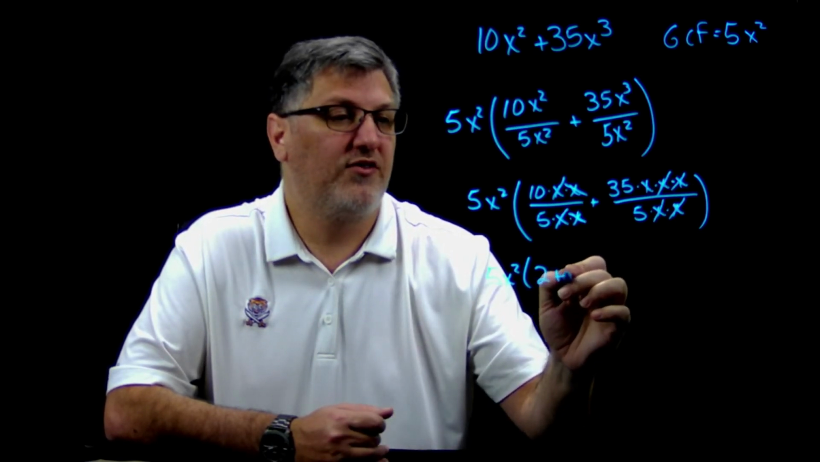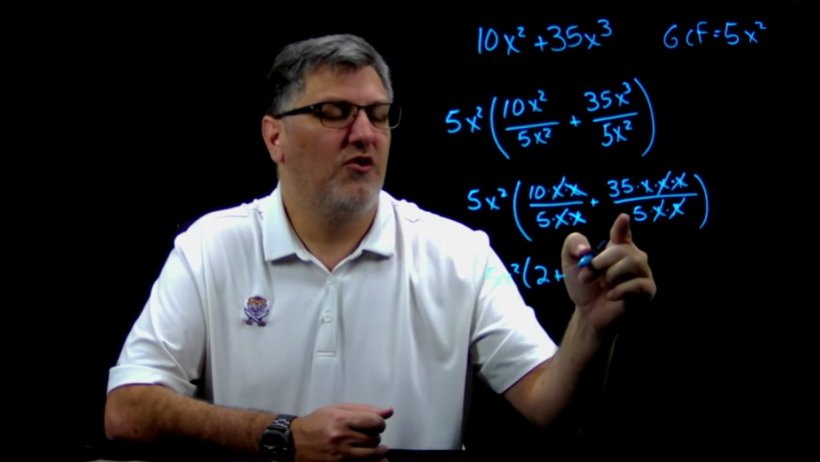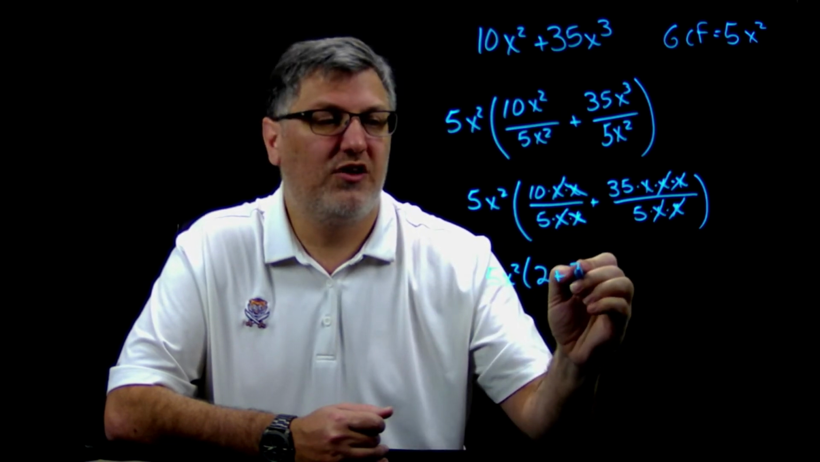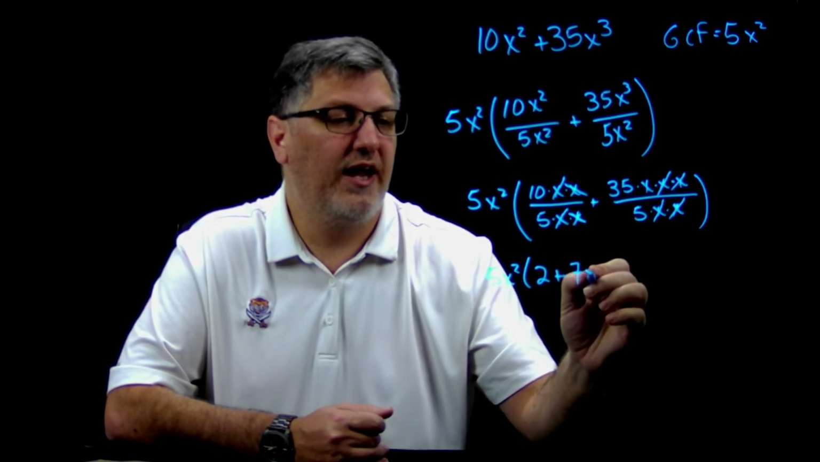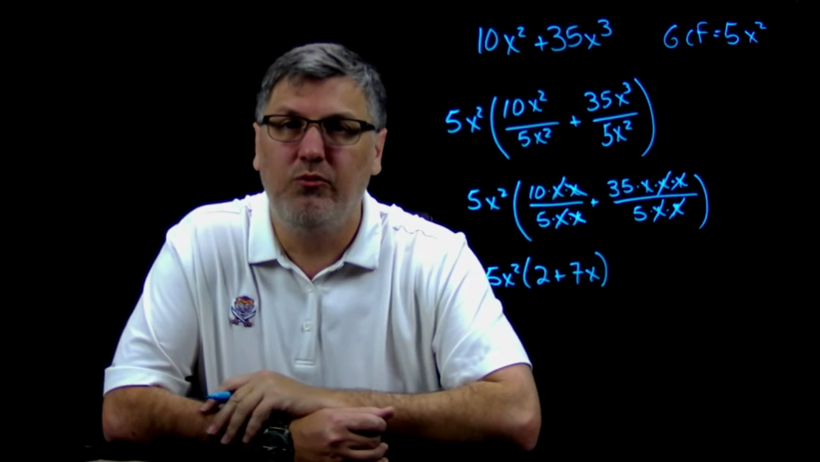So I have my plus sign from here, plus. What is 35 divided by 5? Well, that's just 7, and I have an x left. And we are done. We have factored the greatest common factor.